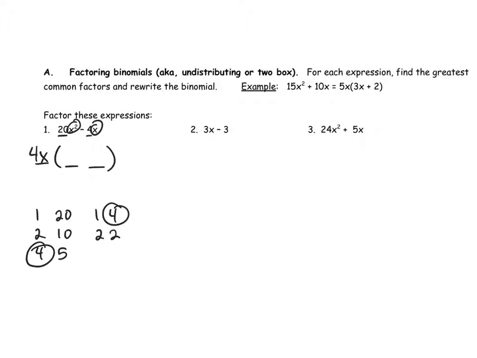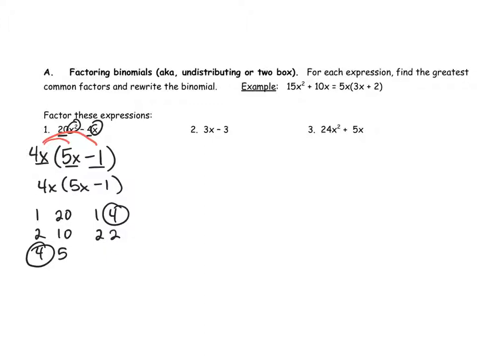So then I want to see what would I multiply 4x by to get that 20x squared. That's going to give me 5x, because 5 times 4 is 20, x times x is x squared. And then what do I multiply 4x by to get negative 4x? The 4x is already there, but I need it to be negative, so I'm going to have negative 1. So my factored form here is 4x times 5x minus 1. And that's just factoring out a greatest common factor.